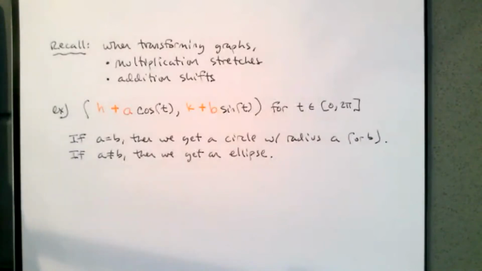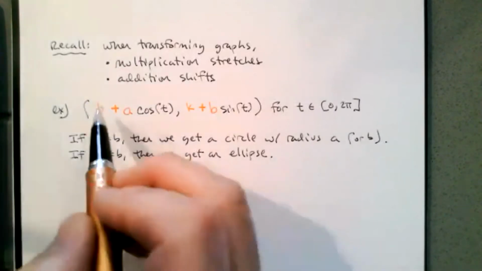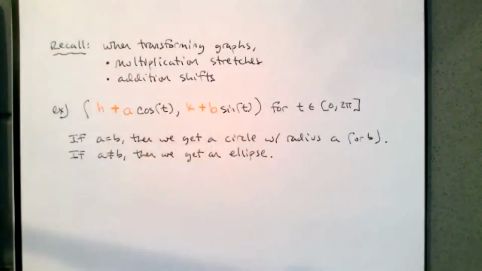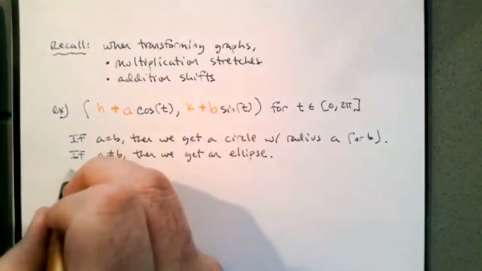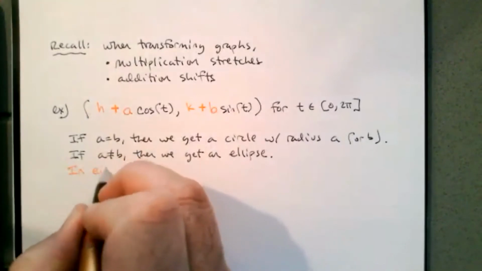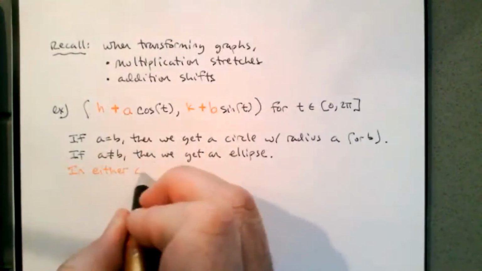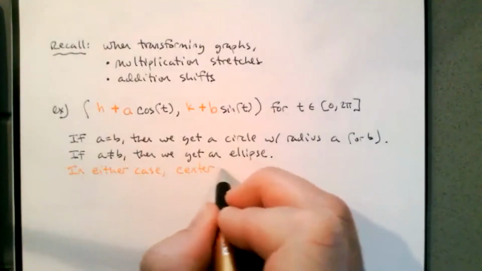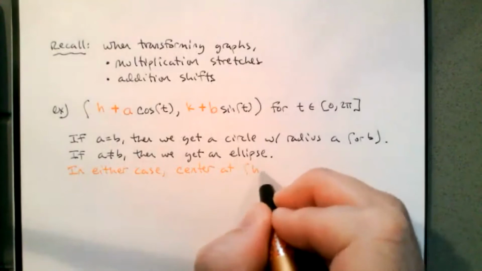In both cases, the center is at h and k, the shift. H is our horizontal shift and k is our vertical shift. So in either case, the center is at h, k.